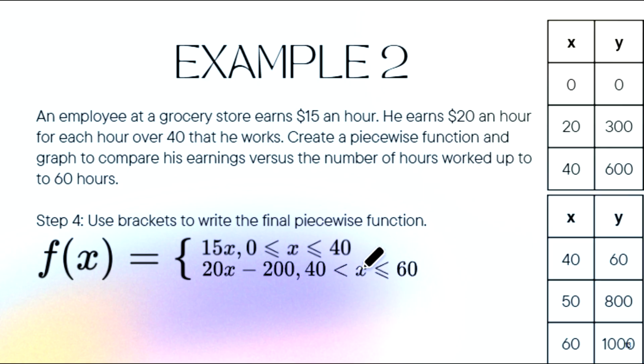And our second domain, which is x is greater than 40, because it could only be one of these places, not both, and less than or equal to 60. It should be clicking and making a little bit more sense now, okay?